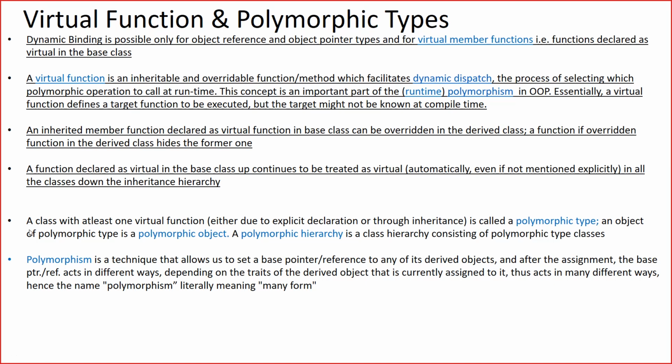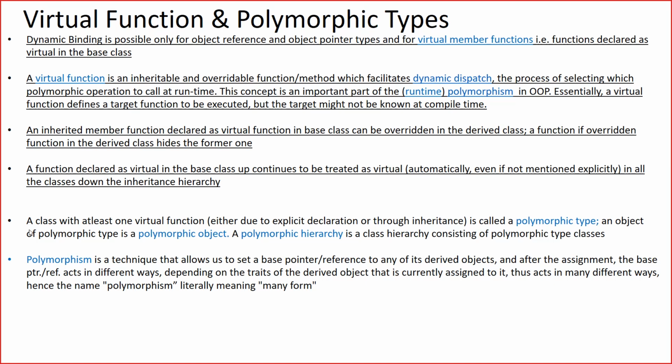If a class has at least one virtual function, either due to explicit declaration or via inheritance, that class is known as a polymorphic type. Even if you are not declaring anything as virtual, your class may become a polymorphic type if it inherits some virtual functions. An object of a polymorphic class is known as a polymorphic object.